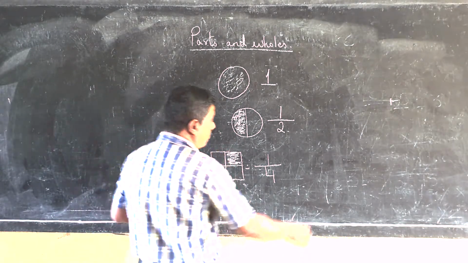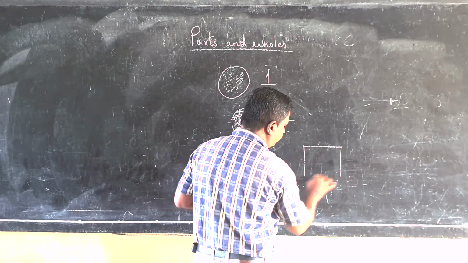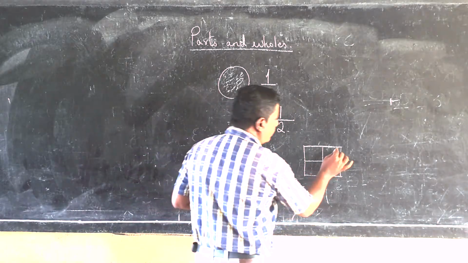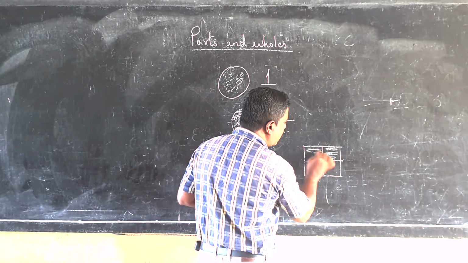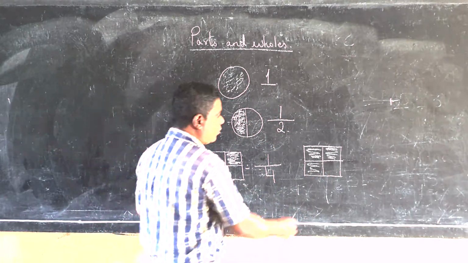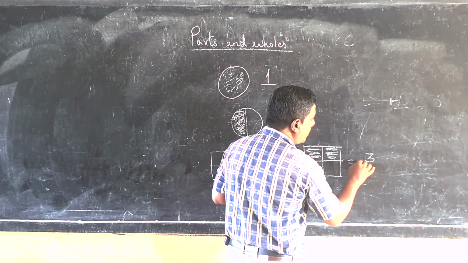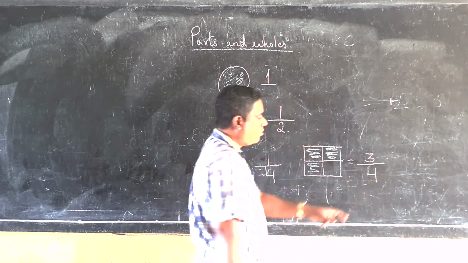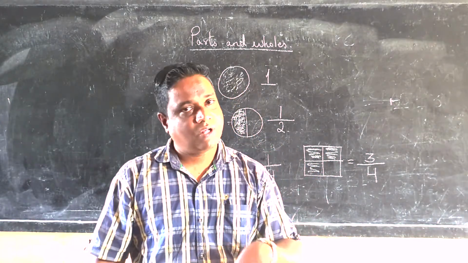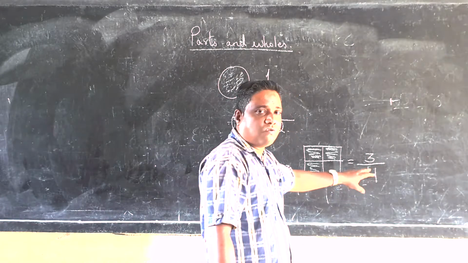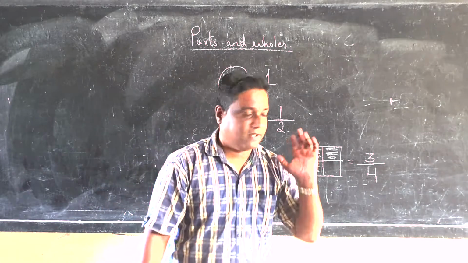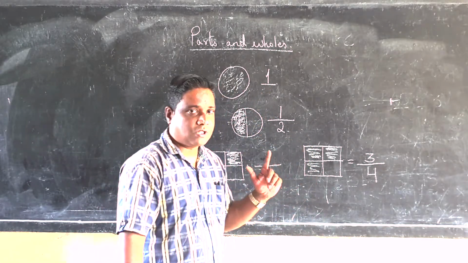Suppose I have one more cake. Again I am dividing into 4 parts. I'll eat 3 parts. So how do I write? I write 3/4. 3 represents how many parts of the cake I have eaten. And 4 represents how many parts the cake was divided into. Understood students? How it is?